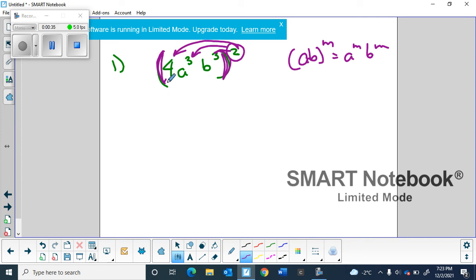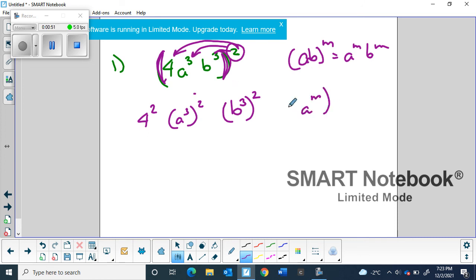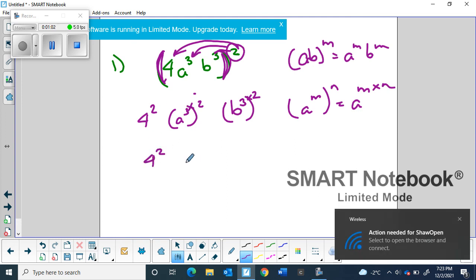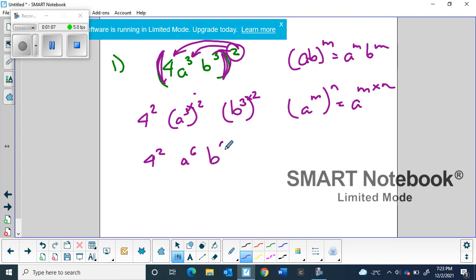All right, so the 4 is going to go to the exponent 2. A cubed is going to go to the exponent 2. And b cubed is going to go to the exponent 2. Then our next rule is we see that we have an exponent within the exponent. And so our rule is we multiply the exponents together. So in this case, 3 times 2, 3 times 2, and then there's no exponents to multiply here, so we leave it as 4 squared. 3 times 2 is 6, and 3 times 2 is 6.